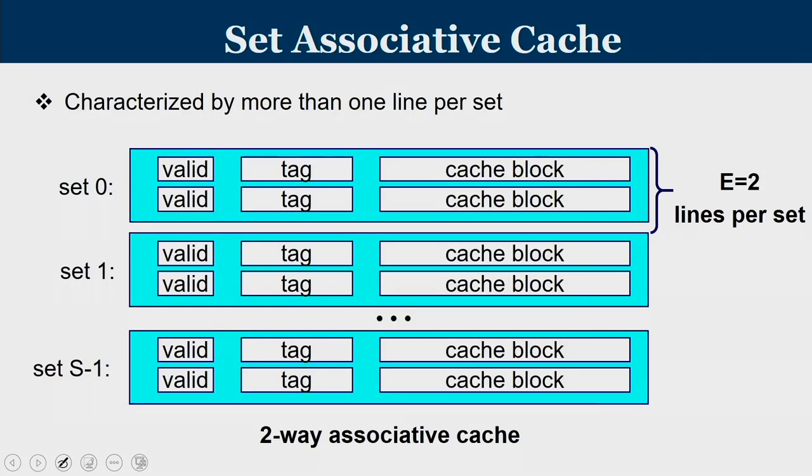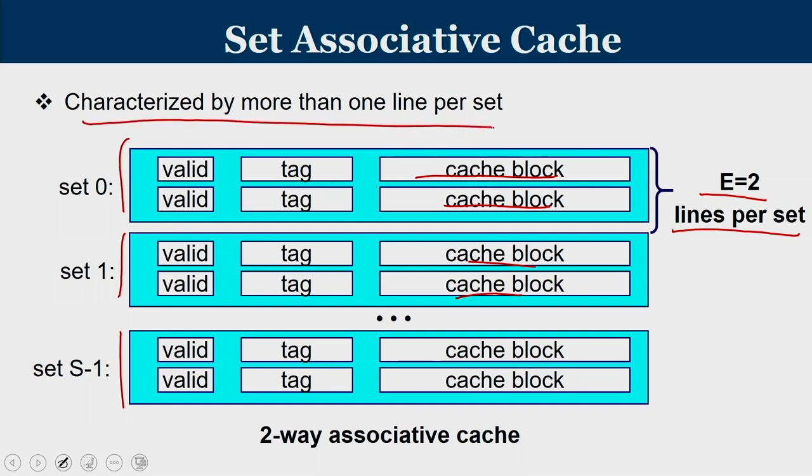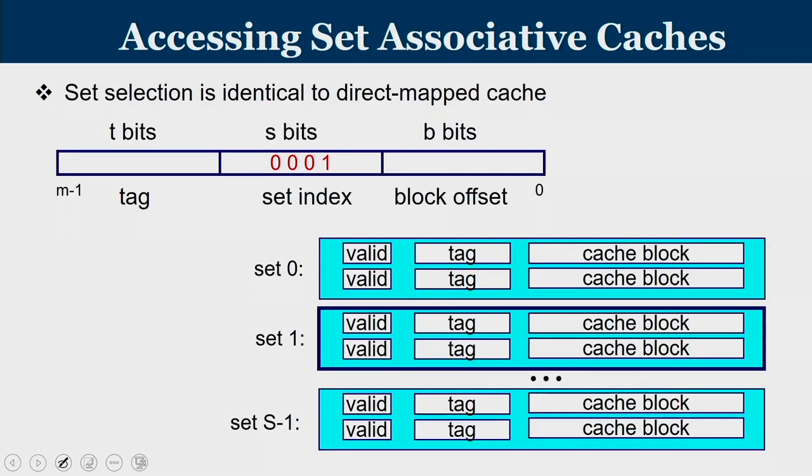Now coming to set associative cache, this is a two-way associative cache where E equals 2, so every set has 2 cache blocks. If every set has 4 cache blocks, we call it a four-way associative cache. If you have n blocks inside a set, it is called an n-way associative cache. So a set associative cache is characterized by more than one line per set.